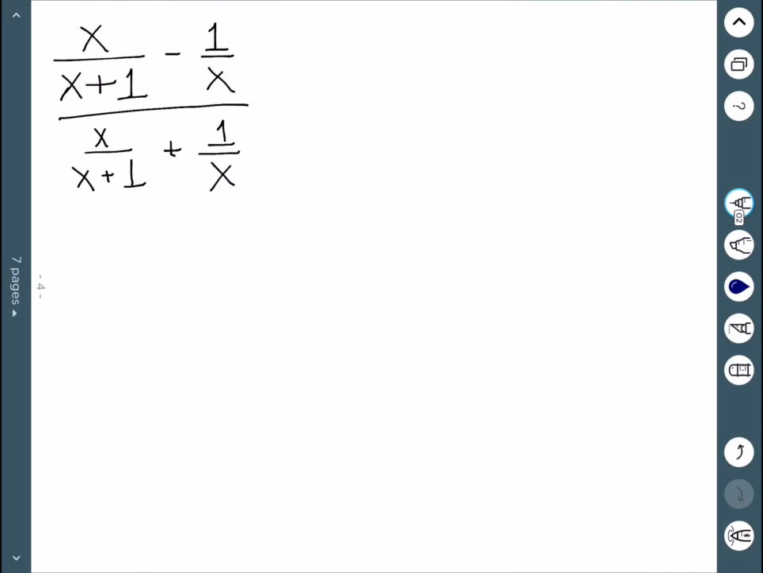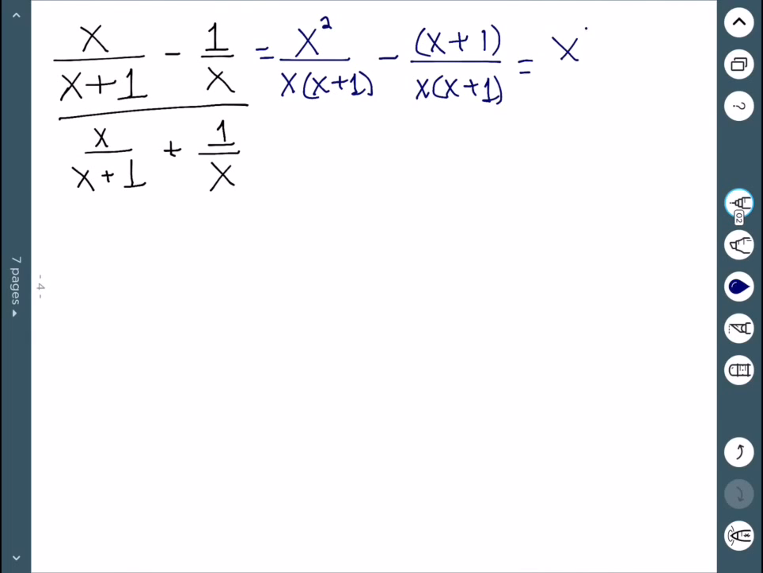Another example, (x over x + 1 minus 1 over x), all over (x over x + 1 plus 1 over x). If I start with the numerator, I can see my common denominator is x times (x + 1). So the first fraction, I need to add an x to the top and the bottom. And the second fraction, I need to add an (x + 1) to the top and the bottom. Distributing my negative sign leaves me with (x squared minus x minus 1) all over x times (x + 1).